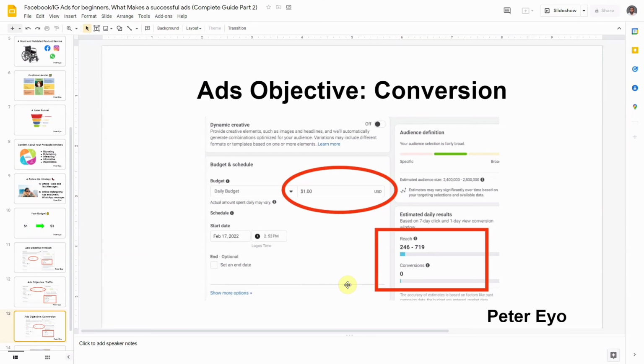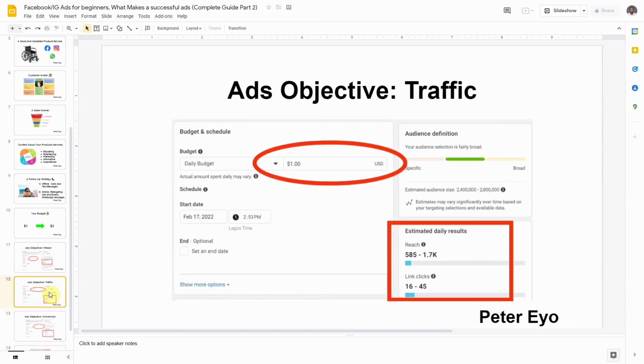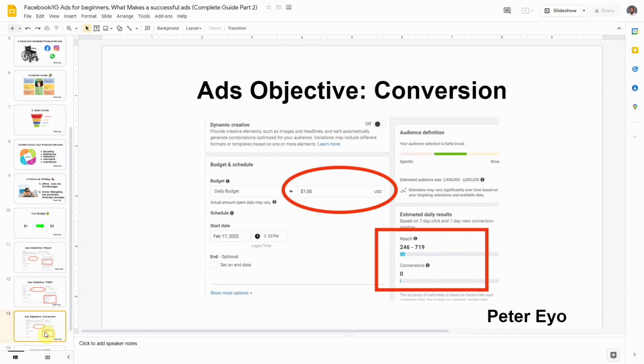The ads objective here is conversion. Conversion simply means you are telling Facebook, this is the result I want. Maybe you want to make a sale. Again, the same budget, $1, but look at the estimated reach, 246 to 719, and you are not guaranteed any conversion. Compared to the former one, where the ads objective was traffic and the reach was 585 to 1,700, this one is 246 to 719. So you need to have this in mind.